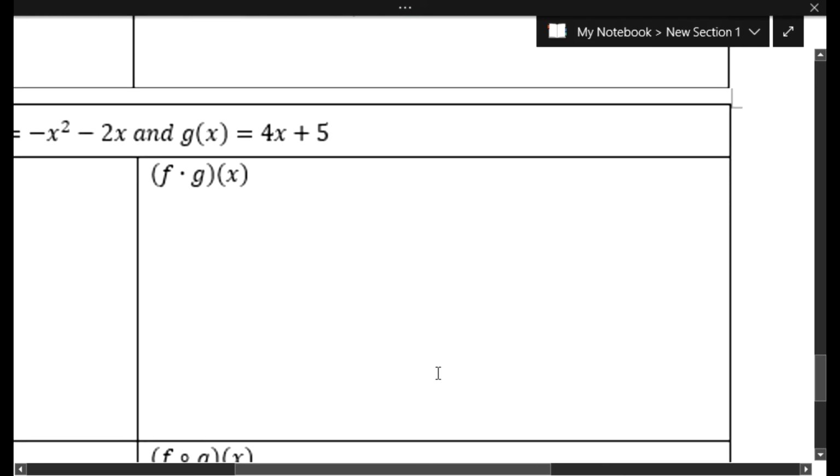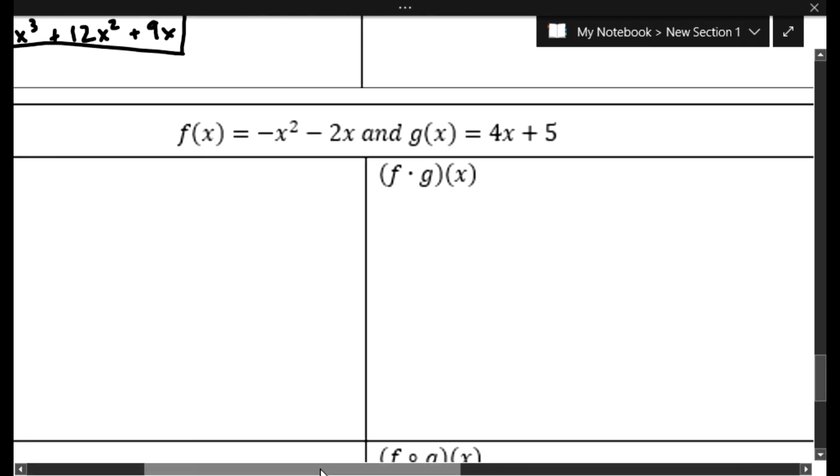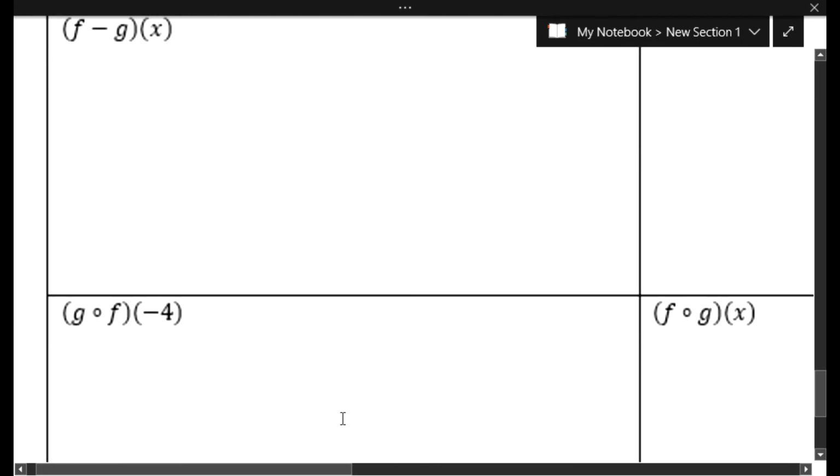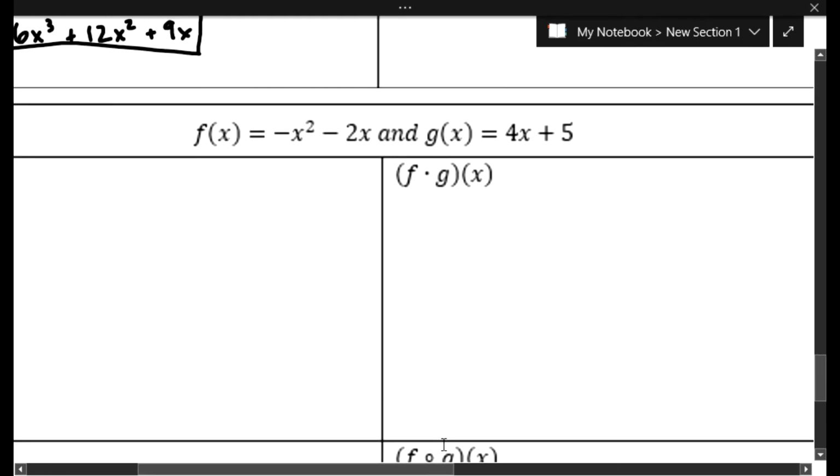Okay, we're going to use these two functions, a negative x squared minus 2x and a 4x plus 5. Try those on your own, and I'm going to show you all my work in just a second. So try these 4 problems on your own and then check in with me, or pause it and then press play to see the answers.